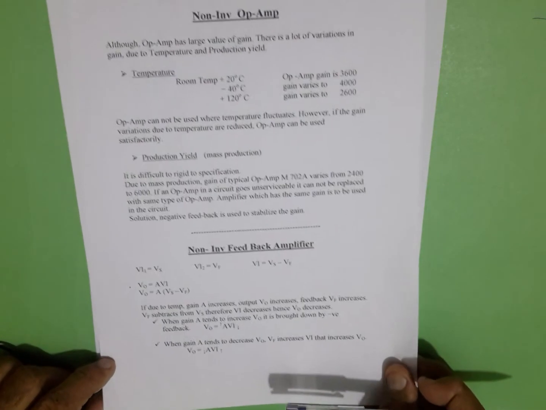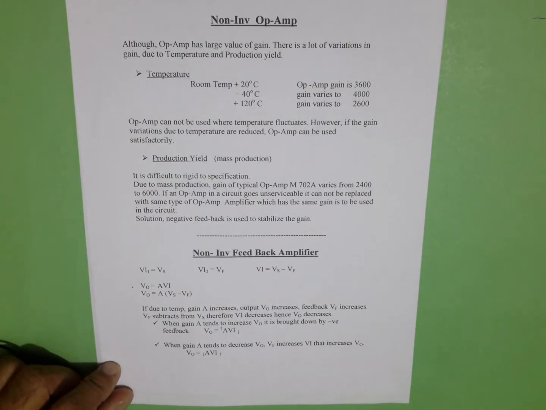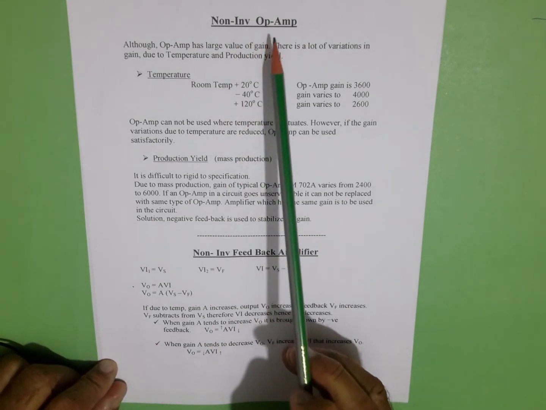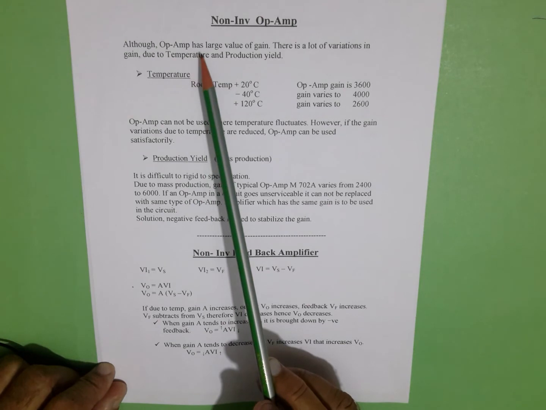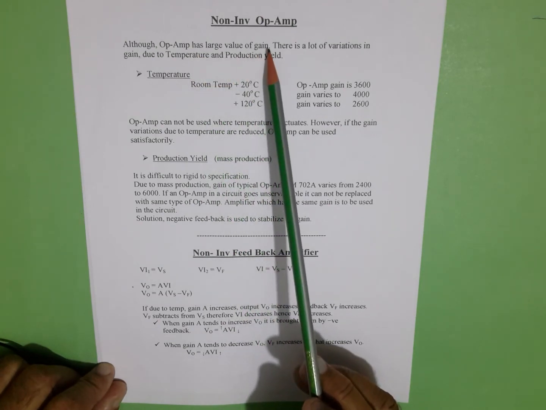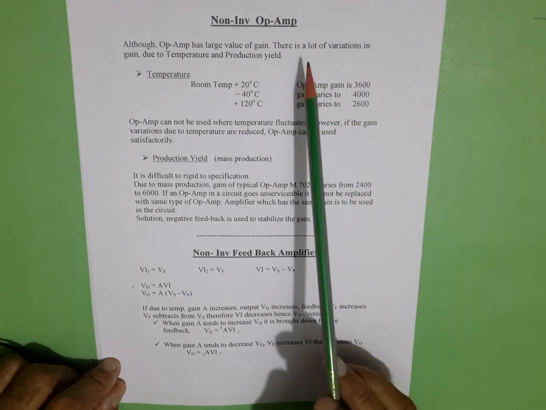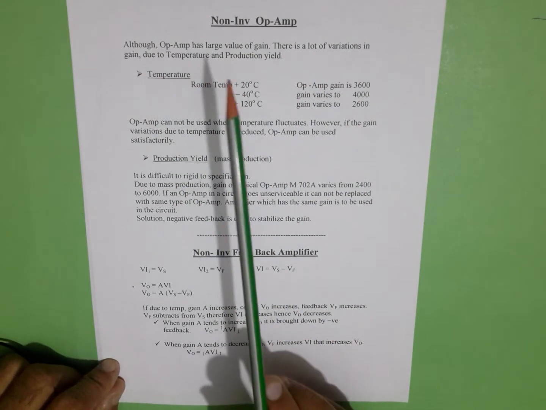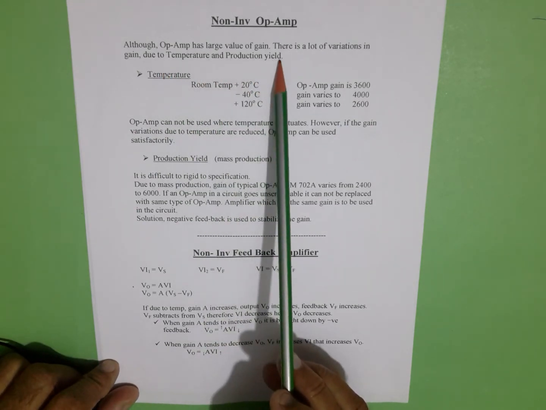Coming to the circuit summary, this is a non-inverting operational amplifier. Although the operational amplifier has a large value of gain, which is its advantage, there is a lot of variation in gain that becomes a setback, due to temperature and production yield.